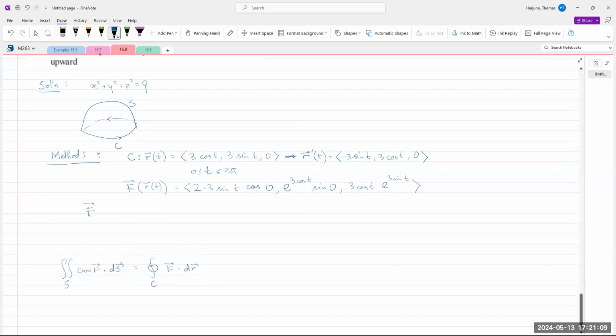So F dot dr will be 6 times negative 3, negative 18 sine squared t, cosine 0 is 1, comma. For the y component, sine 0 is 0. Okay. For the z component, this times this is 0, right? dt.